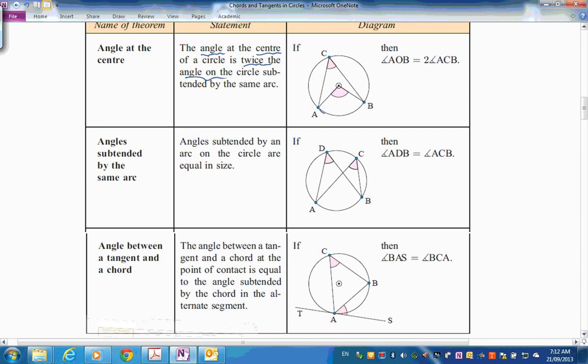So here it is, here's the arc, here's the angle at the centre sitting on it, and that is twice this one here. We proved that in the last presentation, so there we have it. This one we've seen also before. Angles subtended by the same arc on the circle are equal in size.